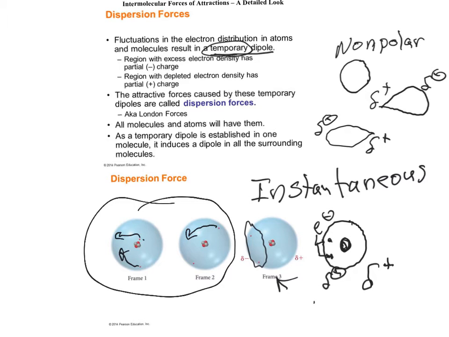over there. And they're going to induce a dipole with one another. One is going to cause the other to have an induced dipole. That's what this is referring to here. A temporary dipole is established in one molecule, and when it's next to another, it can induce a dipole in the other molecules.